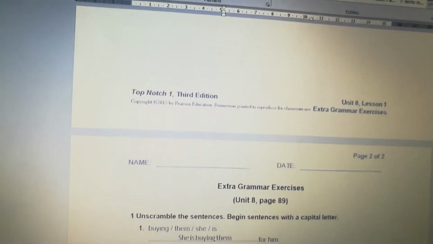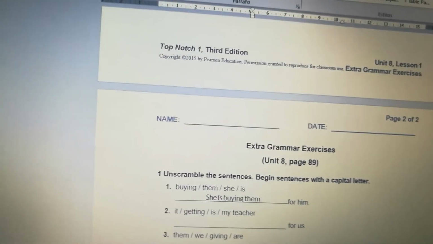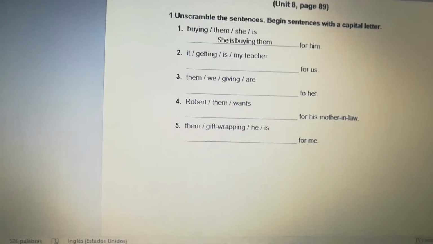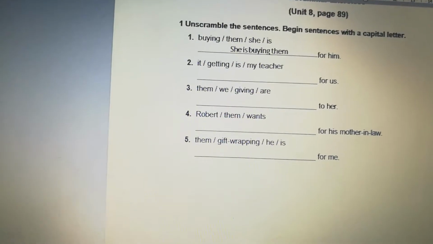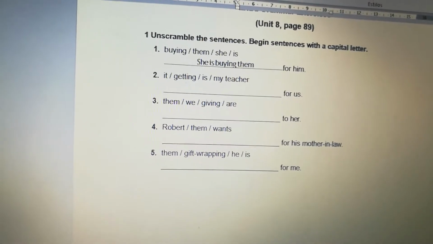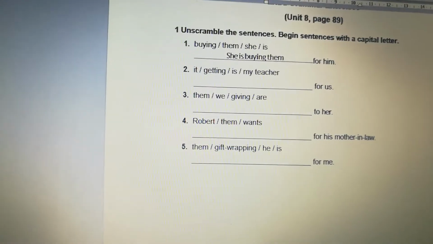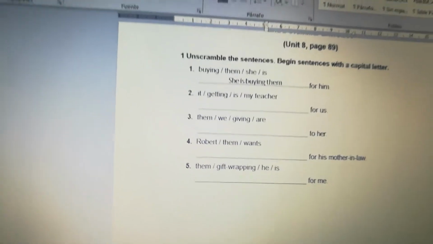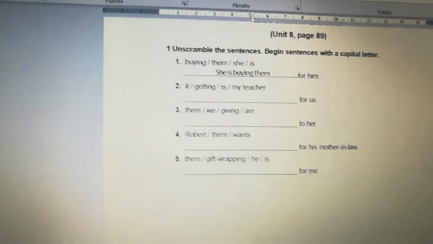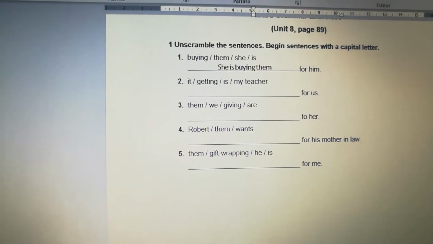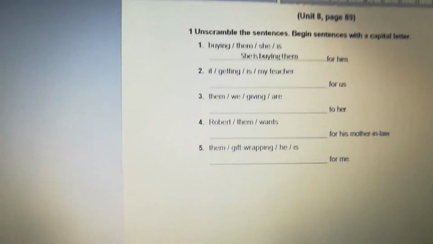Then you have a scramble. In this exercise, you have to scramble the sentences. Begin the sentence with a capital letter. Okay, for example, number 1, you have buying them, she is, and you see she's buying them for him. Okay, and you have number 2: it getting is my teacher for us. You need to scramble the sentence, okay, in the correct form.